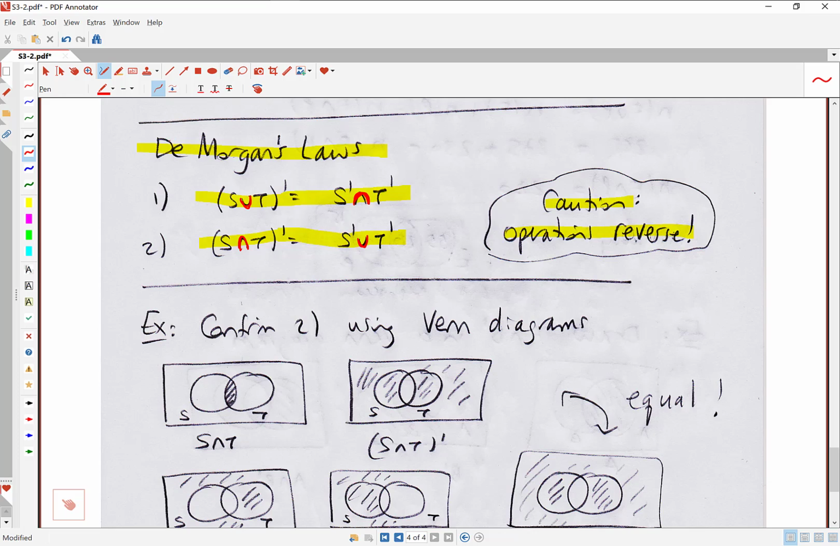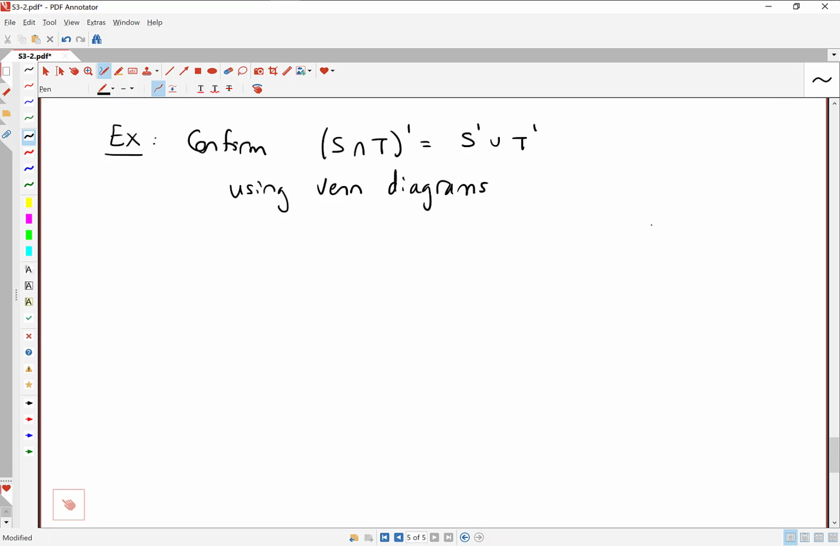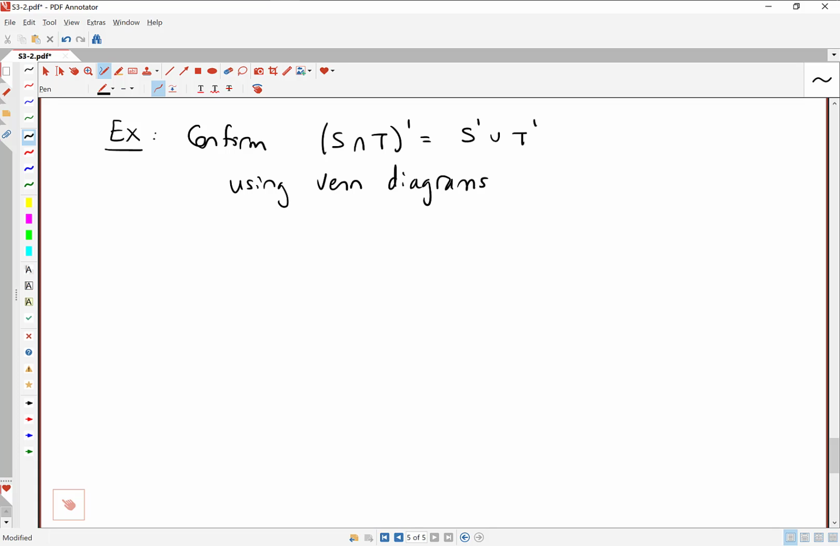So a good way to understand why De Morgan's laws should be true is just by using a Venn diagram. So let's do an example where we confirm one of these rules. So we're going to confirm the second rule using some Venn diagrams. Now, incidentally, there's no particular reason why your sets have to be called S and T here. So we could equally well rewrite this rule just using our familiar A and B.